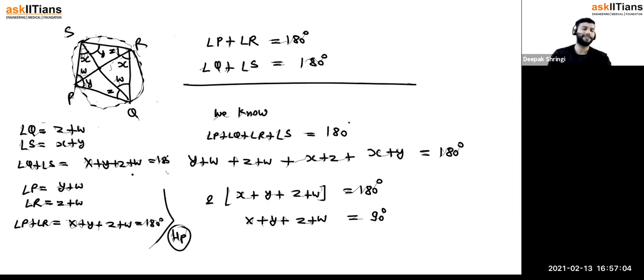Okay. So basically by this property, we have proved that the opposite angles are supplementary, right? So this is what we needed to prove. P plus R is 180 and Q plus S is 180, and we have proved that successfully. Okay. Let's move forward.